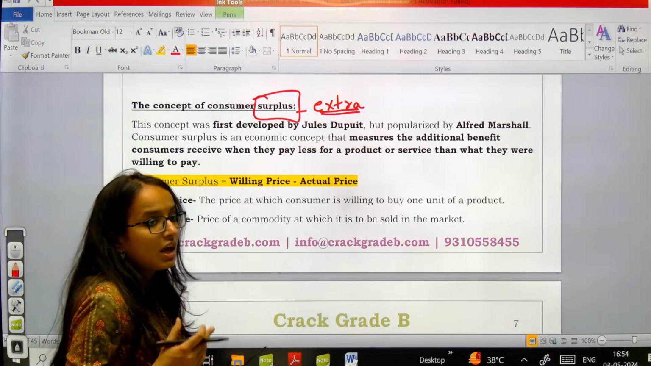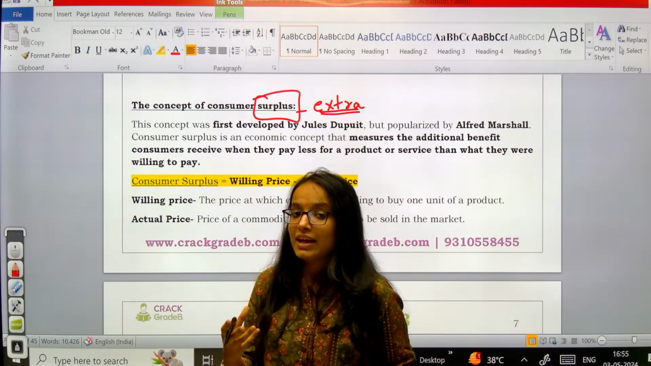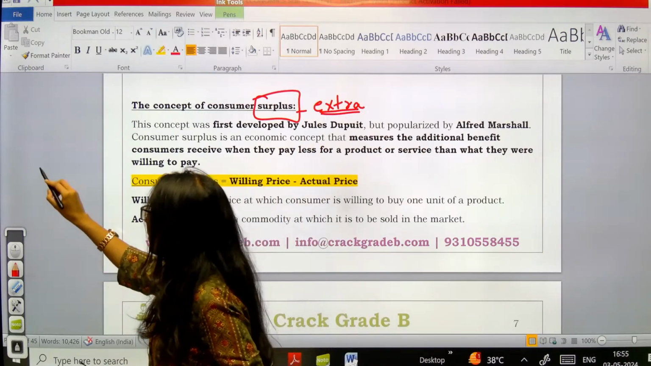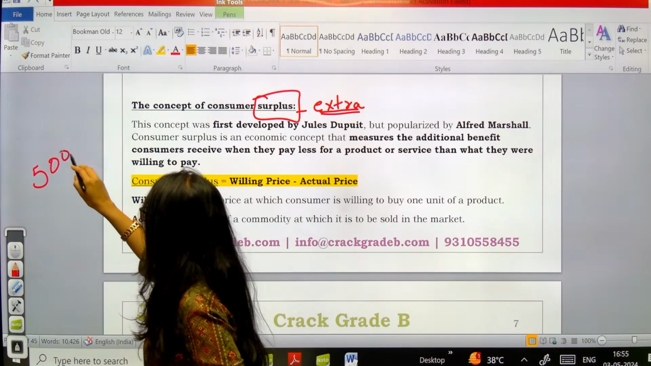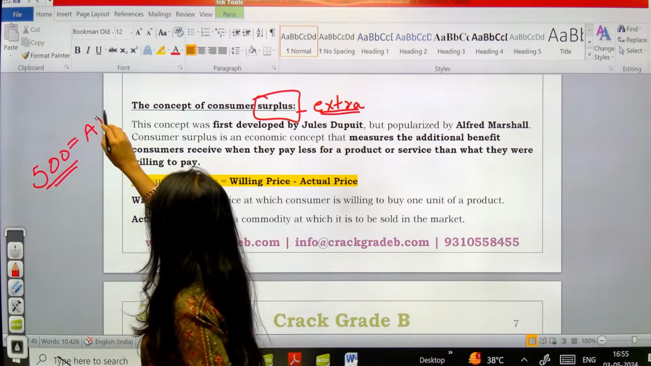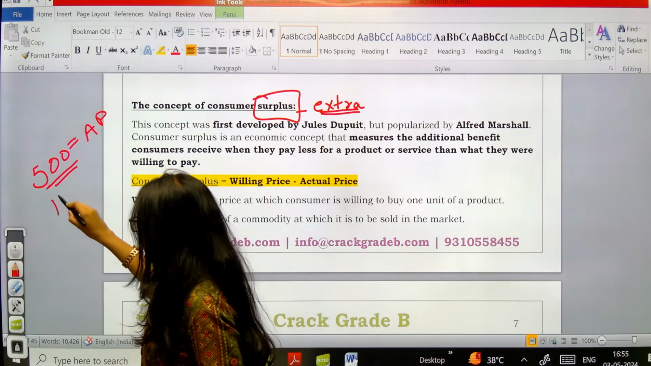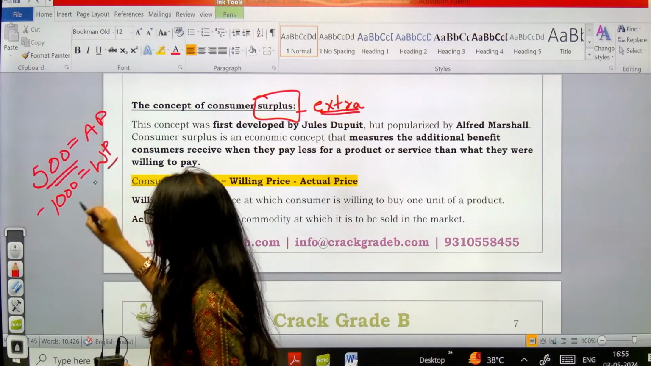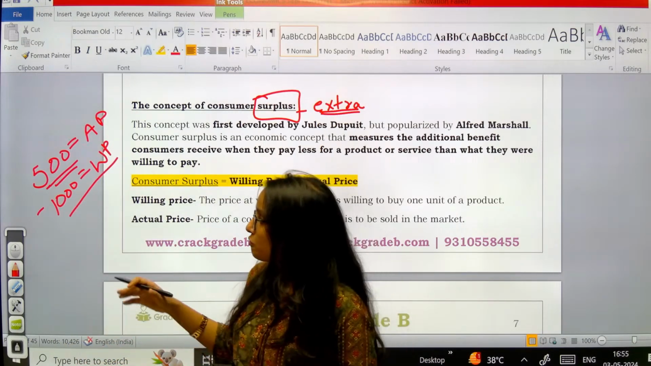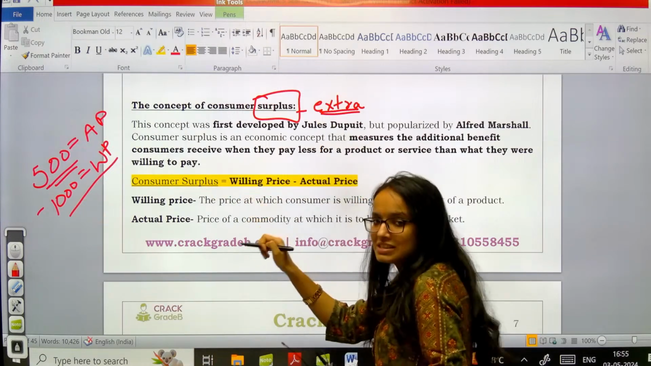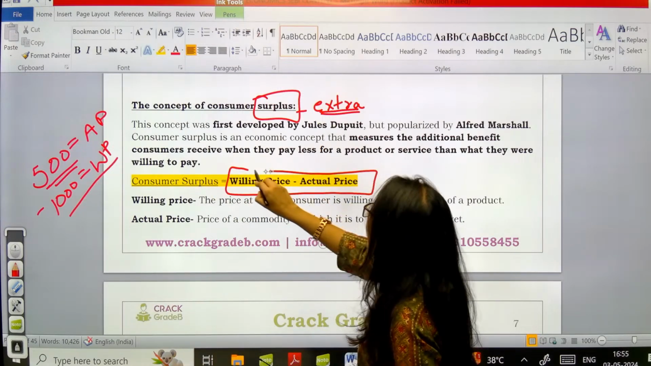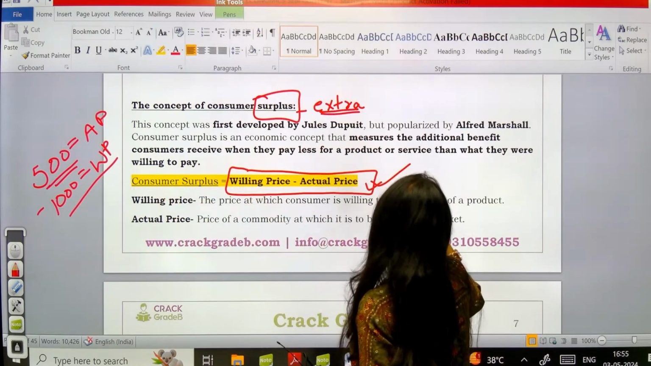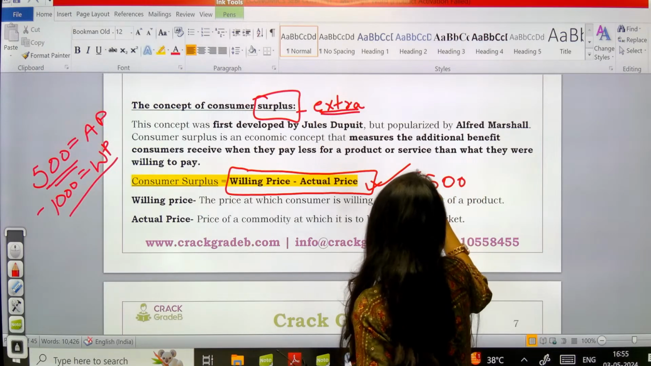So what is consumer surplus? It is when your willing price is more than the actual price of a product. For example, if you go to a shop and you have paid 500 rupees, which is the actual price, but you were able and willing to pay 1000 rupees as well. So 1000 rupees was your willing price, but what you actually paid is 500 rupees. So consumer surplus means willing price minus actual price, which in this example comes out to be 500 rupees. Is that clear?